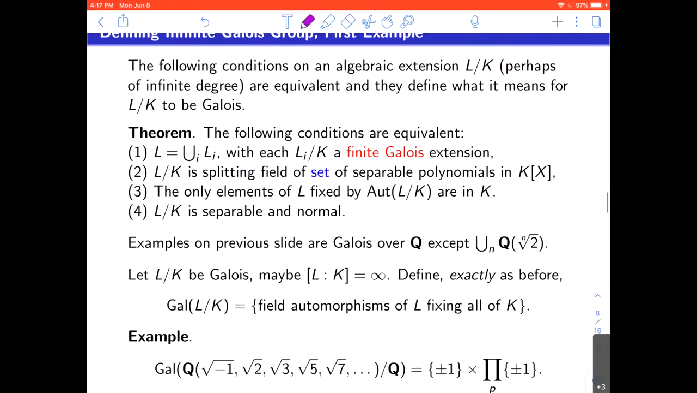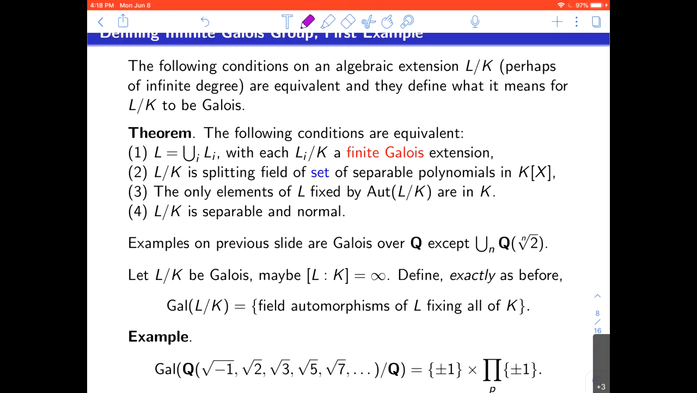Another possibility that's equivalent to them is saying the only elements fixed by all the automorphisms of L fixing K are the elements of K themselves. If something is in L and not in K, it's moved by some automorphism of L fixing K. And then we have the other property, being separable and normal. In any case, these 4 conditions are all equivalent to each other. And this is how we define an infinite degree Galois extension.